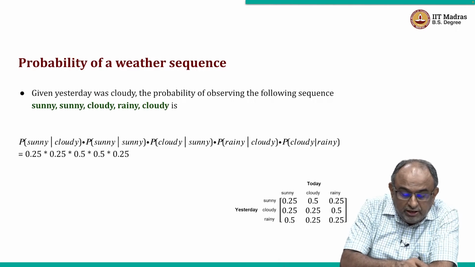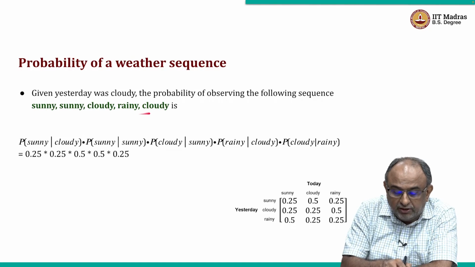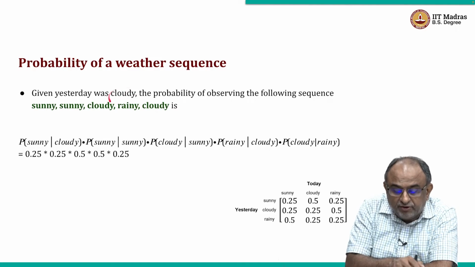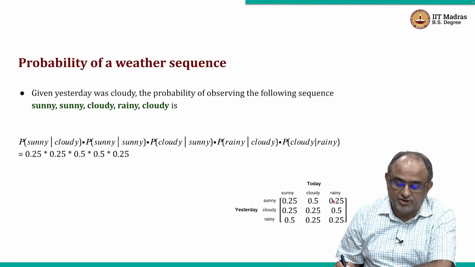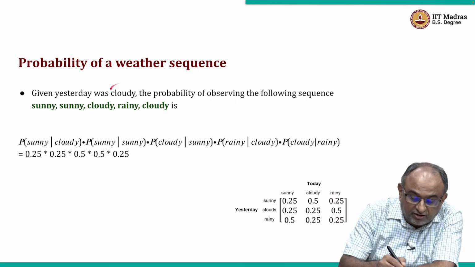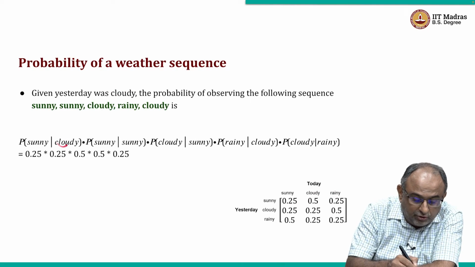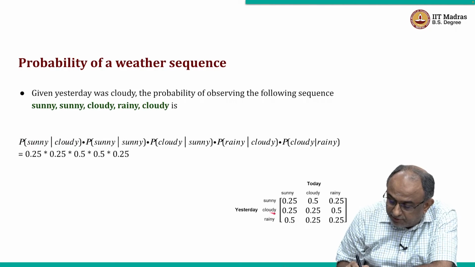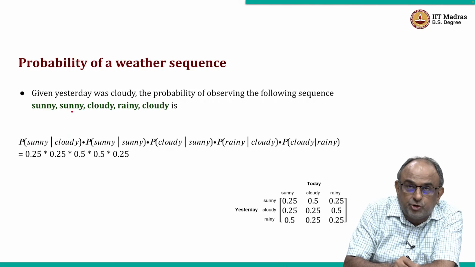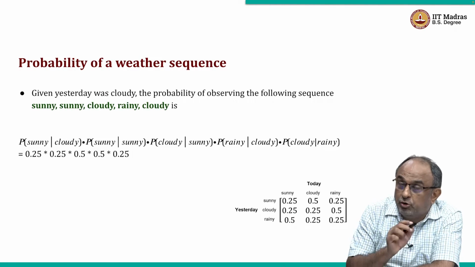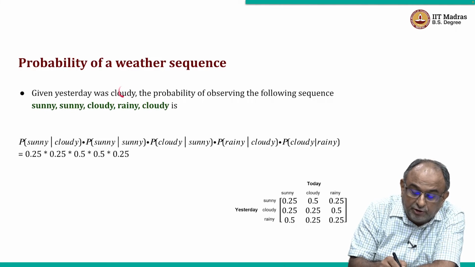So now, if I want to predict the probability of sunny, sunny, cloudy, rainy, cloudy, given that the previous condition is cloudy, it is very simple once I have this transition matrix. Given that it's cloudy, the next day is sunny, and given cloudy, next day sunny is 0.25. Then the next day we are saying should be sunny. Remember, we are only talking about a first order Markovian process. So the previous day was already sunny. Now I don't worry about the cloudy.